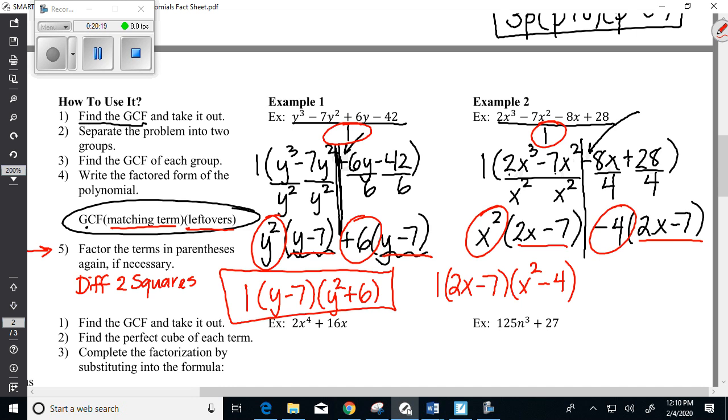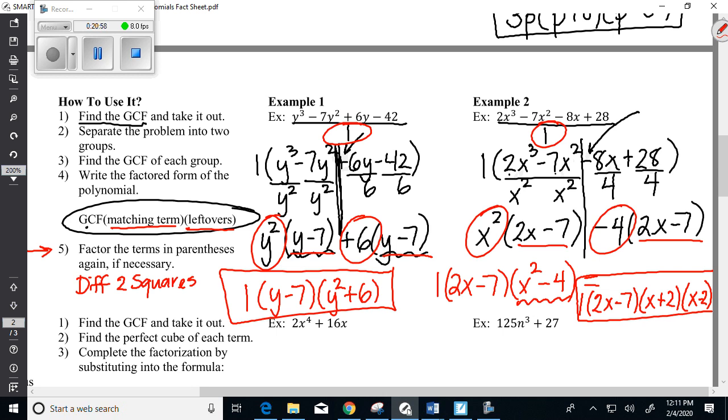So now you've got to make sure you check. I specifically told you that difference of two squares could show up. There's difference of two squares right there. X squared, even exponent, so that's x times x. 4, perfect square, 2 times 2. So that means the final answer is 1 parentheses 2x minus 7 parentheses x plus 2 parentheses x minus 2. And all of that constitutes your final answer.